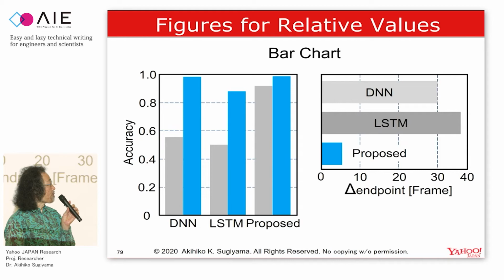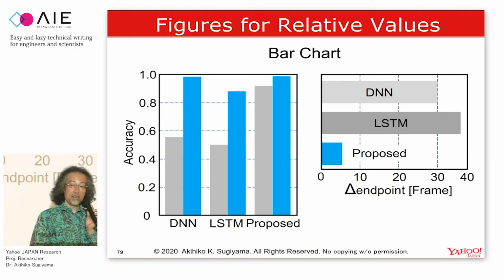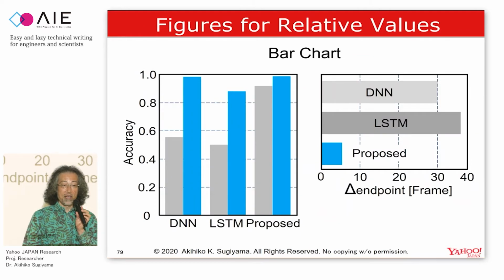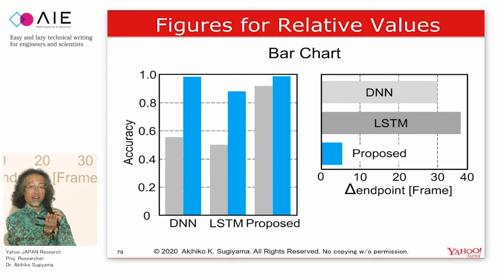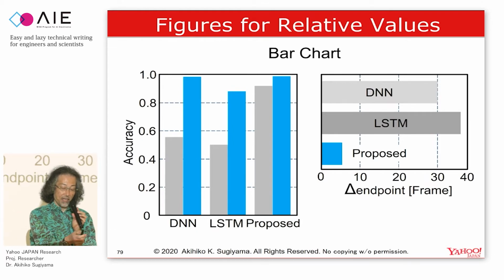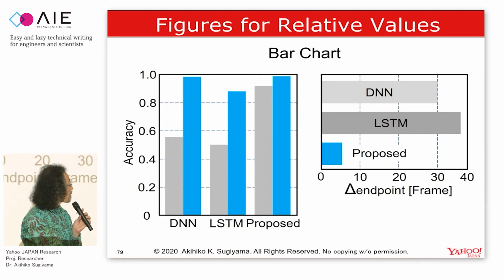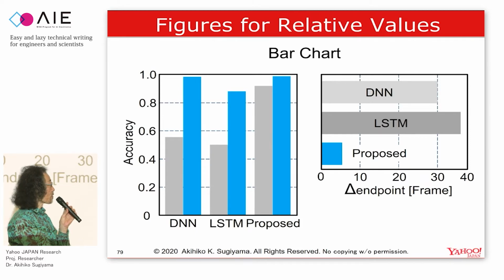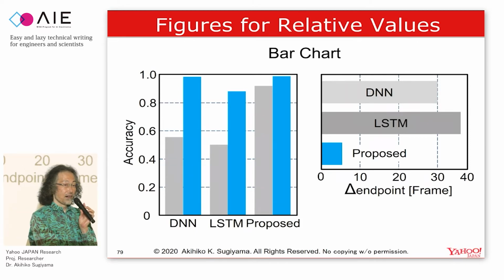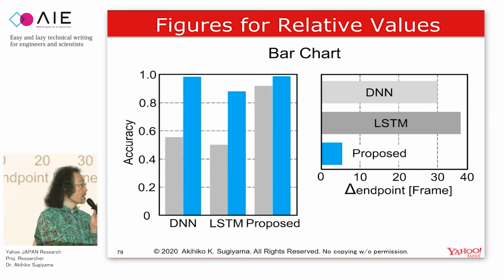Now, the third type is bar chart. Bar chart is useful for simple comparison, discrete values like this. And it is also possible to use the bar chart like this. You may tilt this bar chart by 90 degrees so that it looks like this. This is effective when you have this bar chart in a paper.